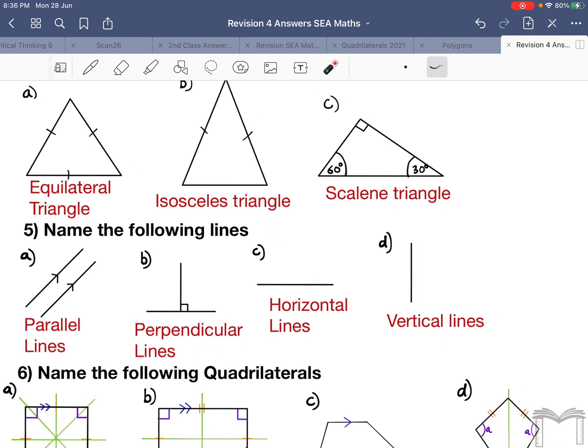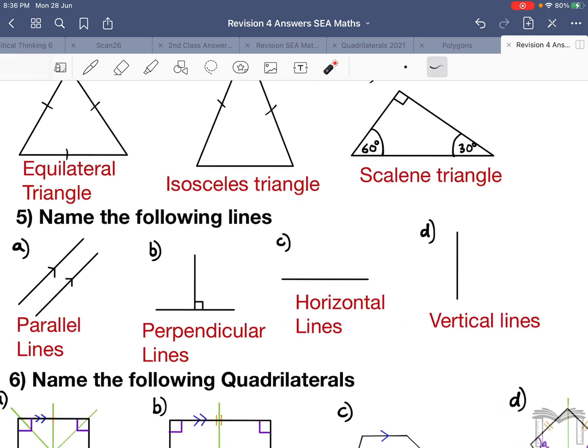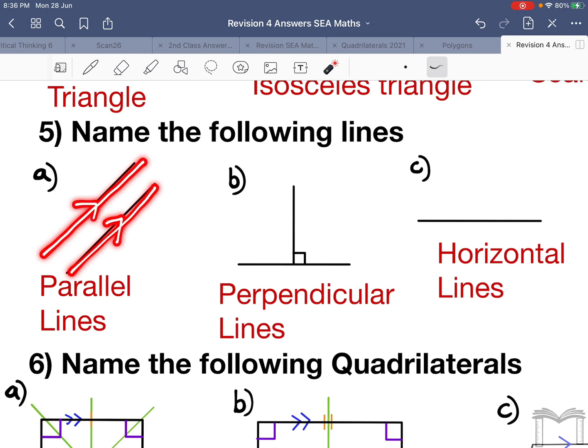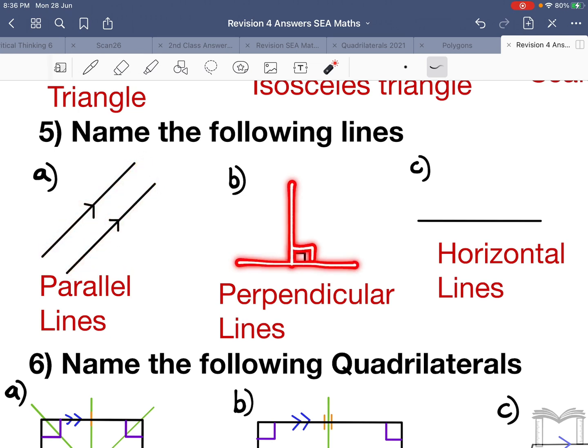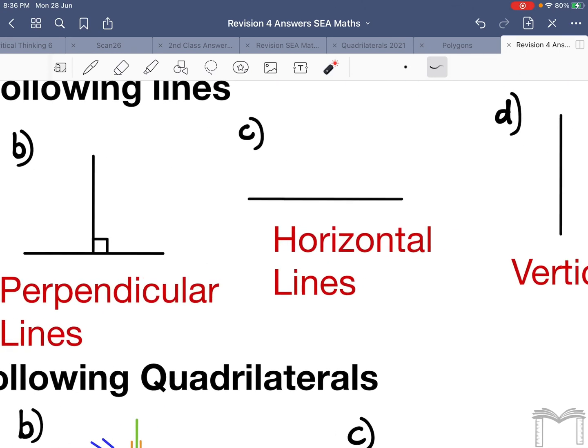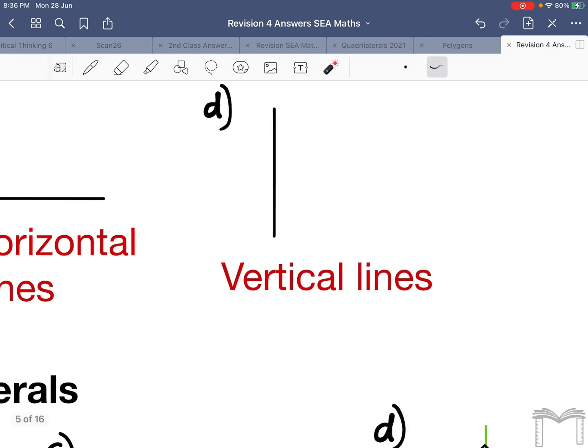Number 5. Name the following lines. So this here is a pair of parallel lines because they both go in the same direction and they don't meet. These two lines meet at 90 degrees, so they are perpendicular. This is a horizontal line, and this is a vertical line.